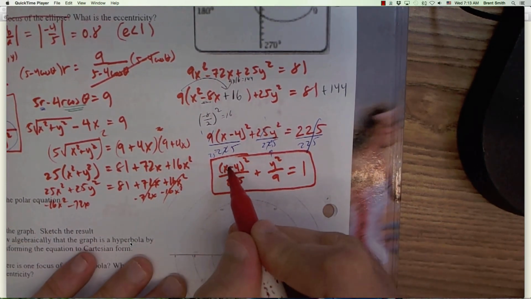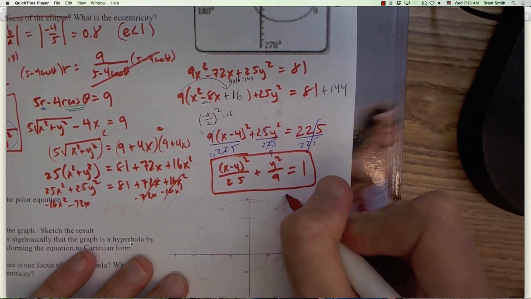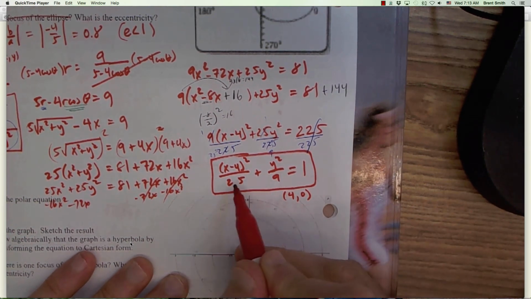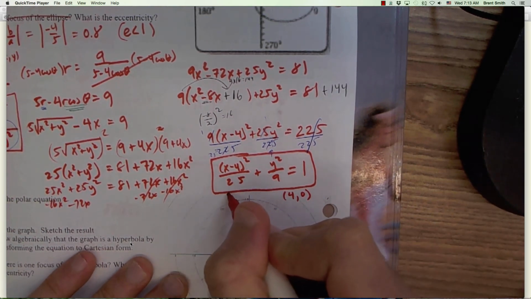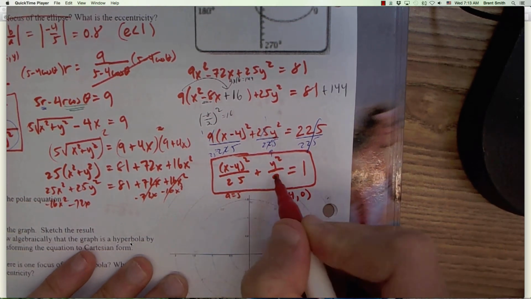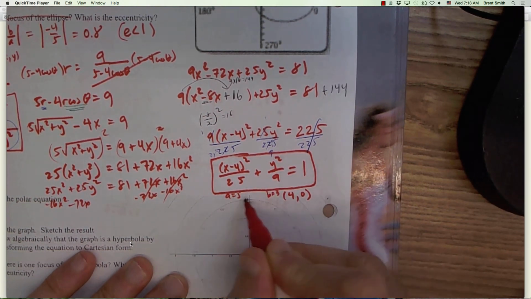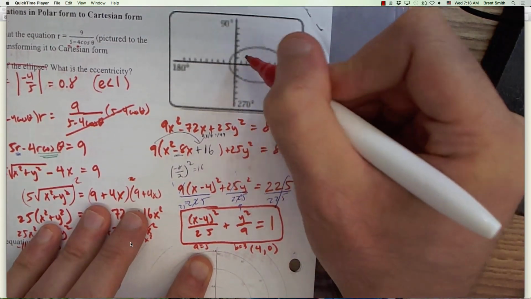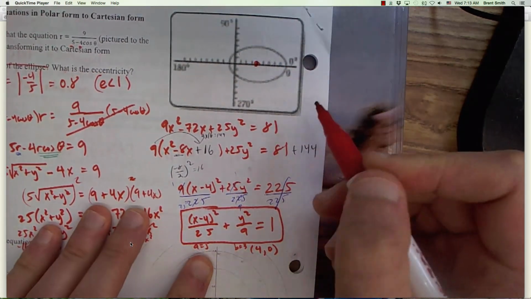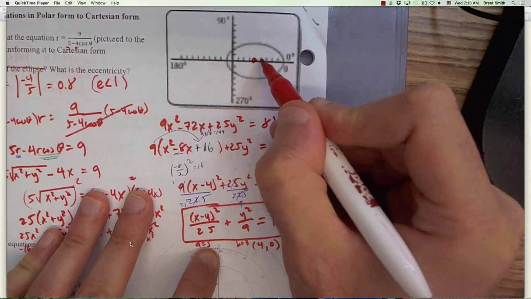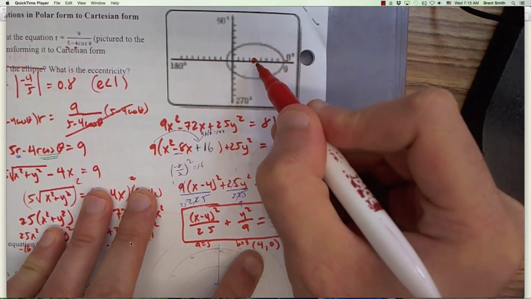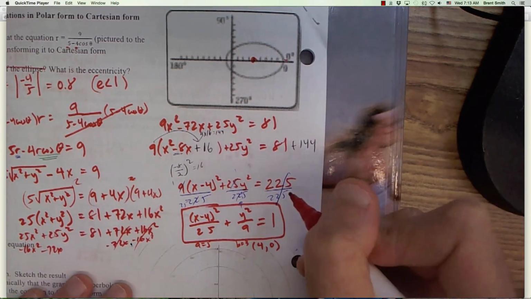So what we see here is our center. Our center is at 4, 0. We look for the bigger number. It's an ellipse. A equals 5. B equals 3. So we're going to go 4, 0. 1, 2, 3, 4. Yep, that looks right. I'm going to go 5 in the x direction. 1, 2, 3, 4, 5. I'm going to go 3 in the y direction. And yep, that is it.